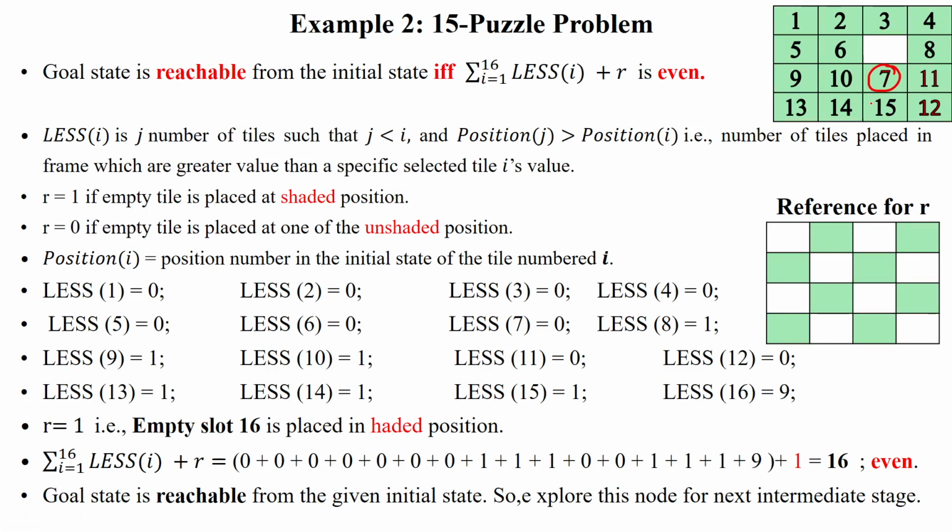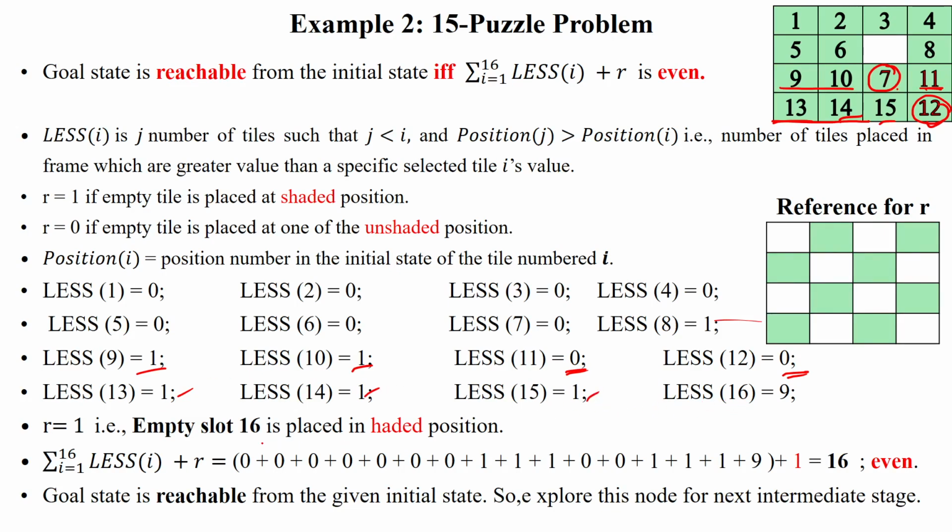Here the position of 7 is greater than the position of 10, so which is 1. So 9 and 10. Then 11, there are no smaller elements after the 11, so which is 0. For 12 also there are no smaller elements after the 12, 0. For 13, 14, 15, we have a smaller element 12 after these elements, so the position of 12 is greater than the position of these elements, so all have less of that particular tile as 1.